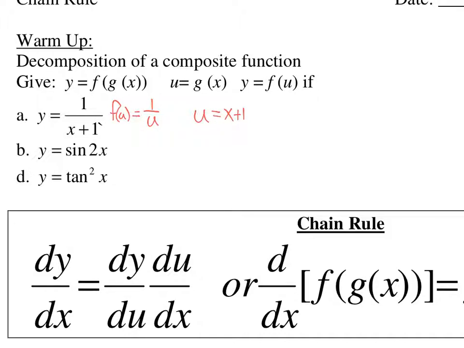So notice here, we're looking at this as 1 over something. And then the u is the something. Okay? Just stay with me. It'll catch on.